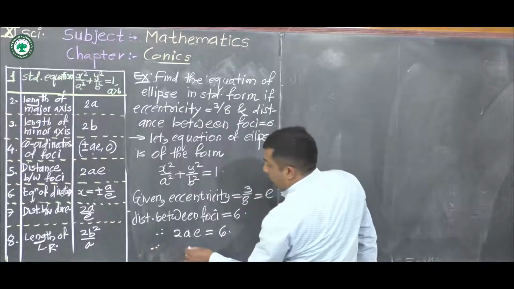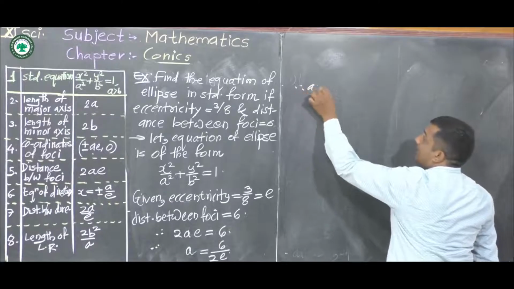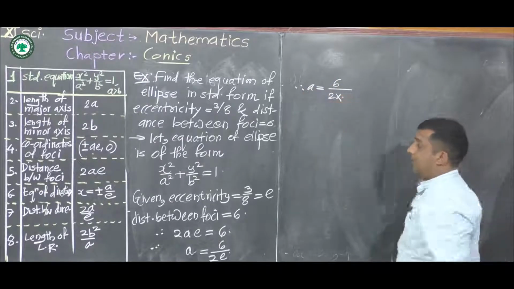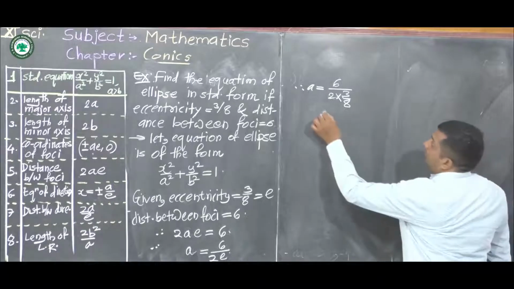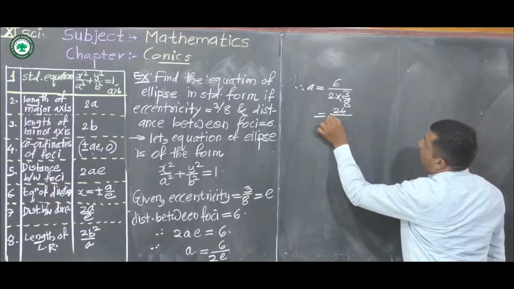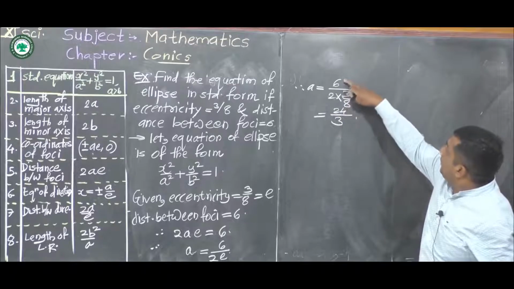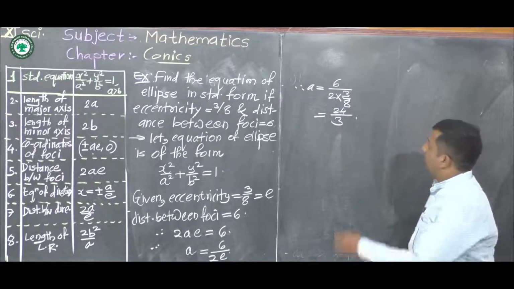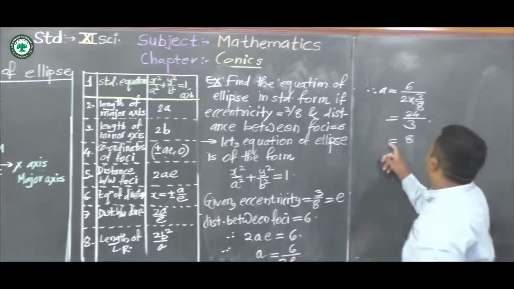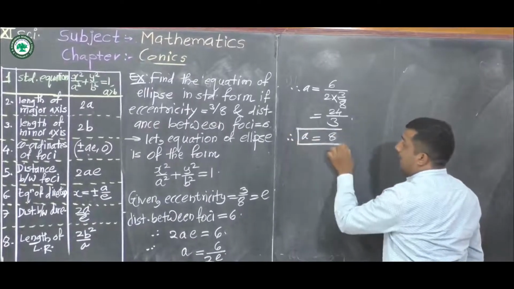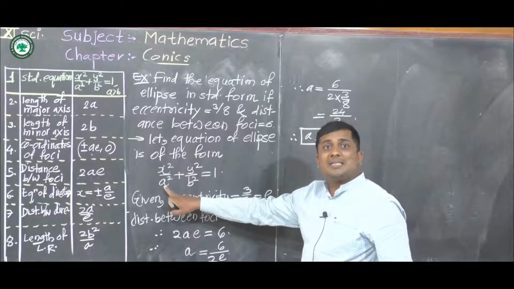Okay, then here we get A as 6 upon 2E. Therefore, A is equal to 6 upon 2 into E. We know E is 3/8, so we replace E by 3/8. Now this is equal to 24 upon 3. We know 24 upon 3 is 8. So the value of A is 8. If A is 8, A square is 64.